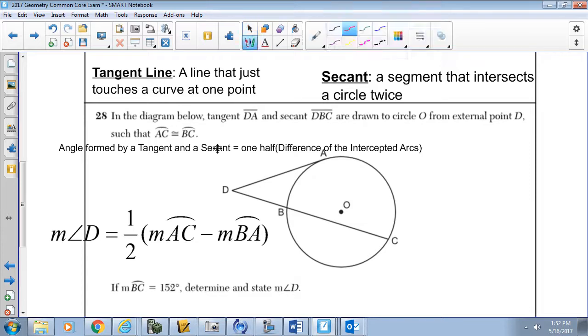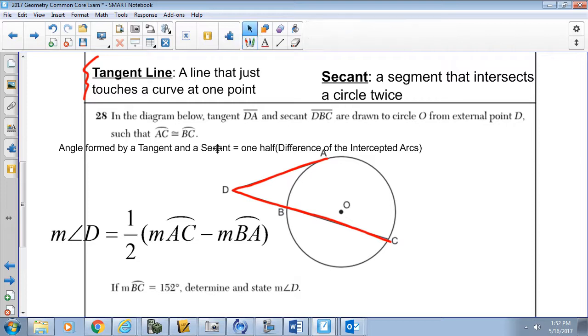All right, so a couple things. First of all, I want you to write the definition of a tangent line: a line that touches a curve at one point. That's what DA is. All right, a secant is a segment that intersects a circle twice. That's what DBC is. All right?